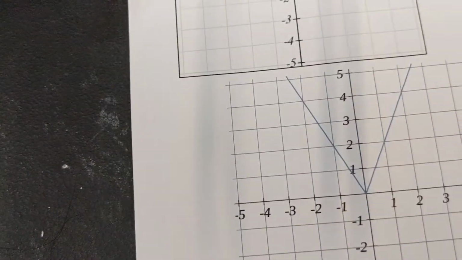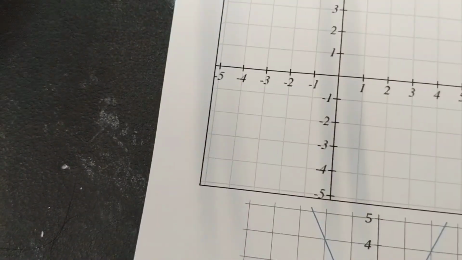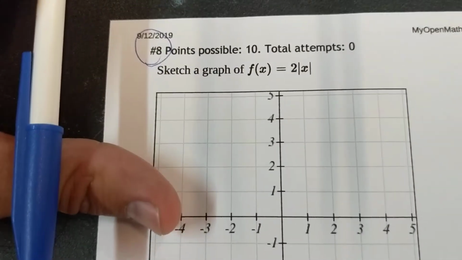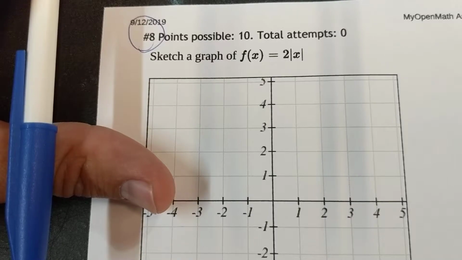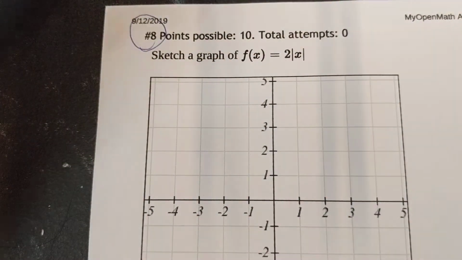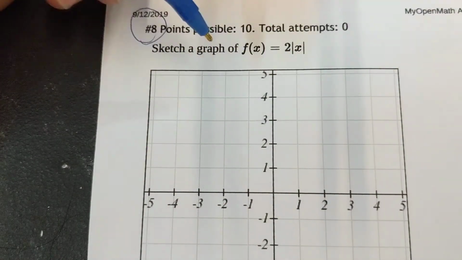And then, here's another. There are a few like number 5, but then with number 8, we start graphing these things. It says sketch a graph of f of x equals 2 absolute value x. Depending on how you want to approach this, we could do it real fast, or else we could plot dots.